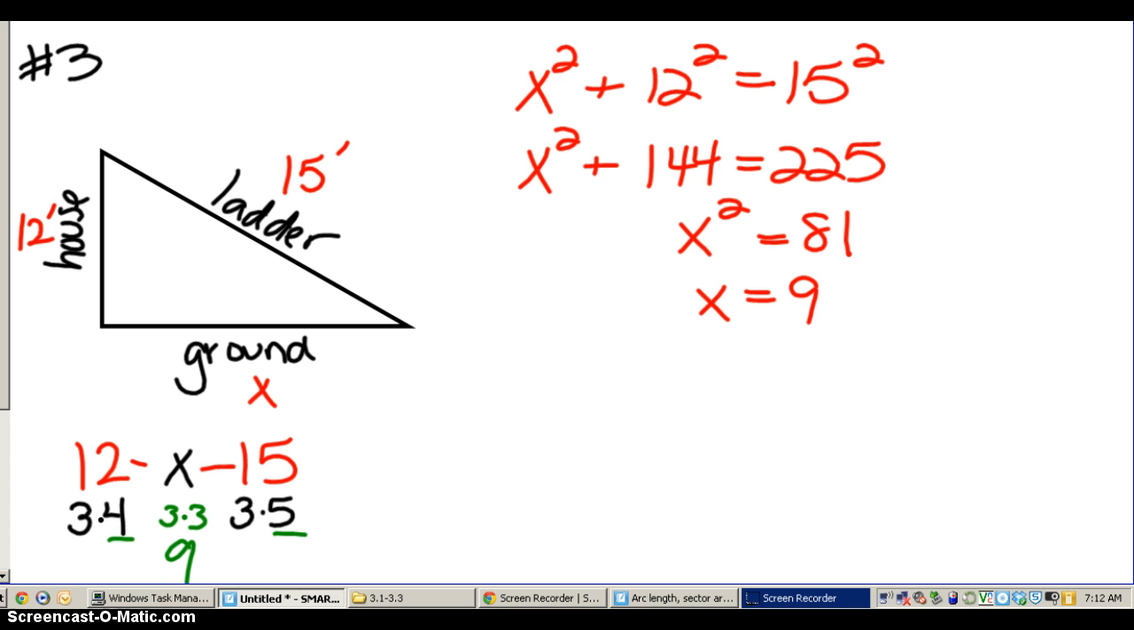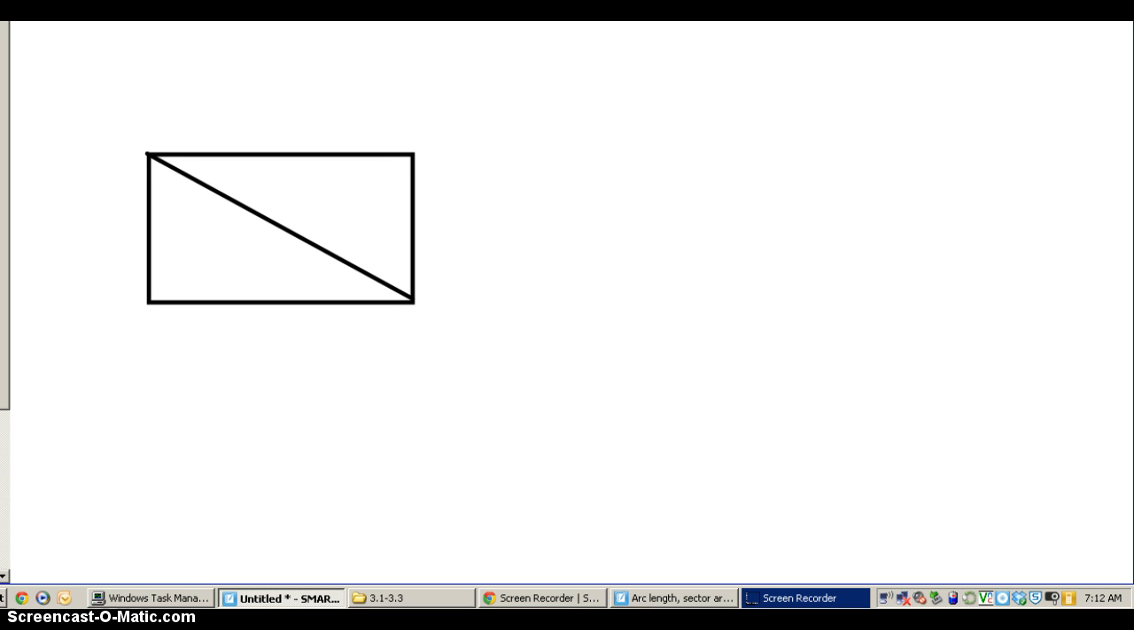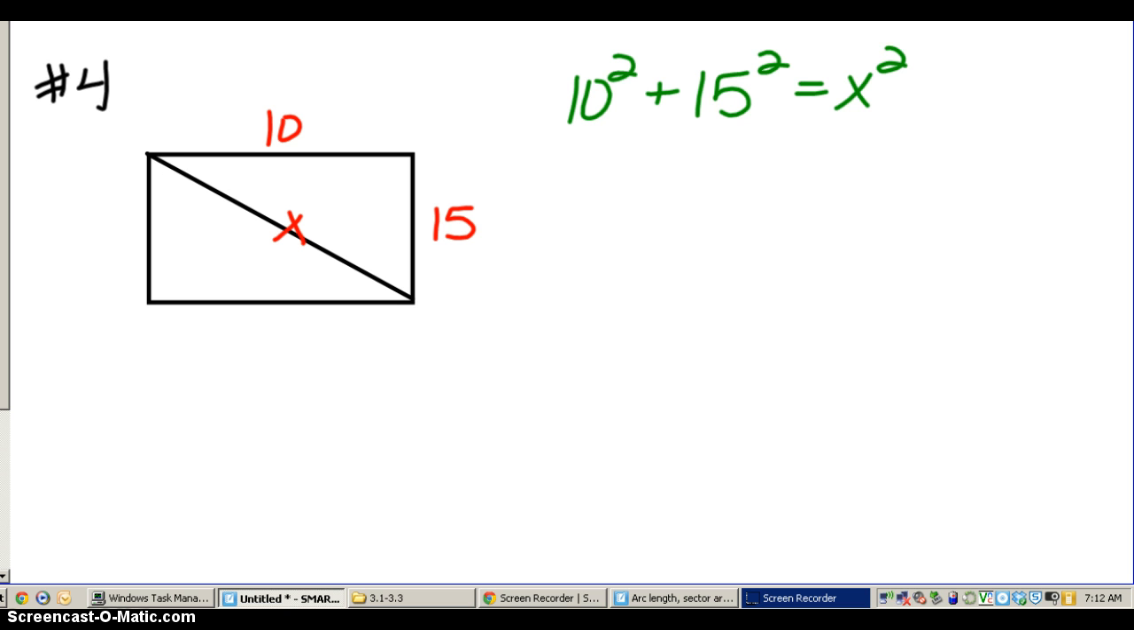Okay, so again, you'll see how the triples make the work a lot easier once you get the hang of it. Number 4 is similar to number 2. We need to find the diagonal if we have a 10 by 15 field. So a leg squared plus a leg squared is equal to a hypotenuse squared.